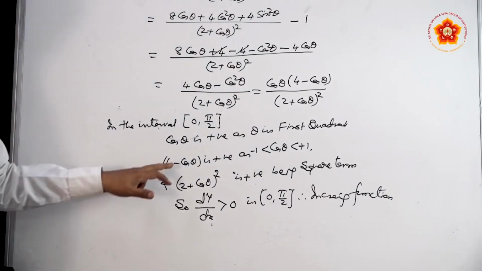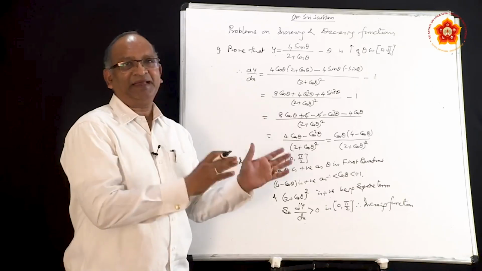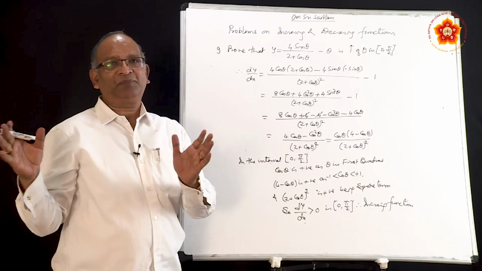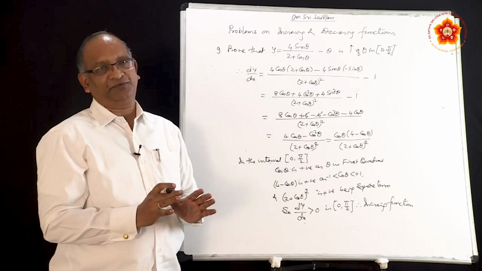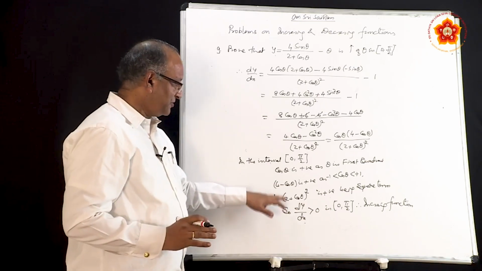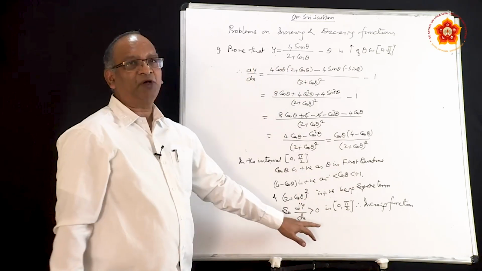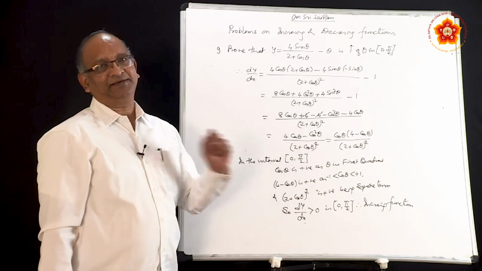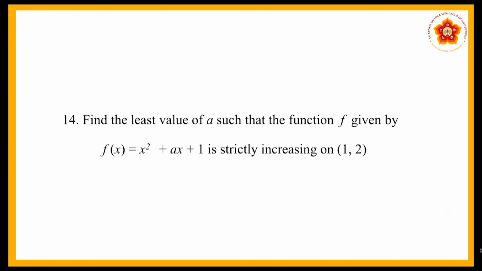I hope this part is clear to you. 4 minus cos theta. Cos theta lies between minus 1 and plus 1. So any value you take from minus 1 to plus 1, and if you subtract it from 4, it is going to be positive. So this is positive, this is positive. All terms are positive. So we conclude that the derivative is positive. Since derivative is positive, the function is increasing. This is how we solve this problem. Let us move to the next problem.